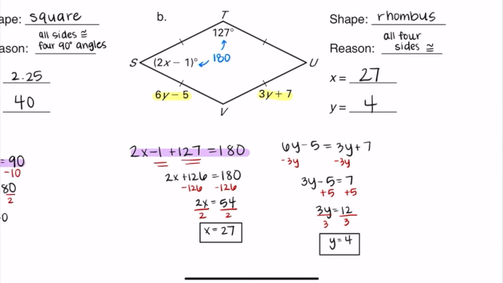And then for the last part of this question, to solve for y, notice that the y's are indicated on sides of the rhombus. All four sides of a rhombus are equal to one another in length. And so to solve for y, I'm going to set 6y minus 5 equal to 3y plus 7, and I'll go through and solve for y. So I'll minus the 3y from both sides, and then I'll add the 5 to both sides, and then finish by dividing by 3. So for this one, I'm going to get y equals 4.